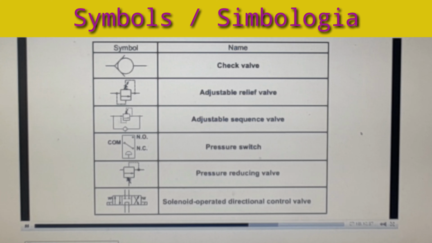Just like the previous page, these components are indicated in a hydraulic schematic by the symbols shown. Check valve, adjustable relief valve, adjustable sequence valve, pressure switch, pressure reducing, solenoid operated directional control valve.